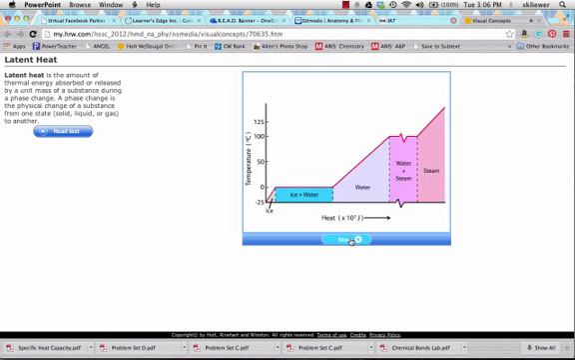A phase change of a substance is its physical change from one state, solid, liquid, or gas, to another at constant temperature and pressure. In this example, the substance is water. Consider 10 grams of ice. The beginning temperature of the ice is -25 degrees Celsius. The ice is heated steadily. Its temperature rises until it reaches 0 degrees Celsius.